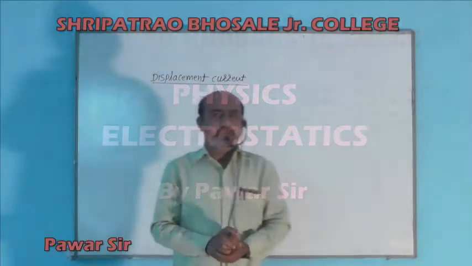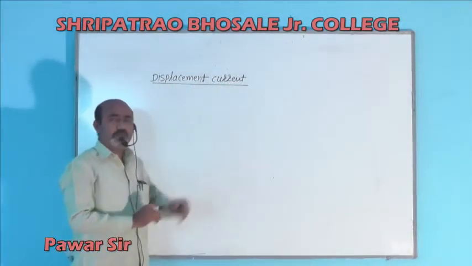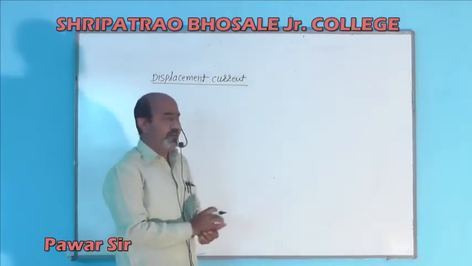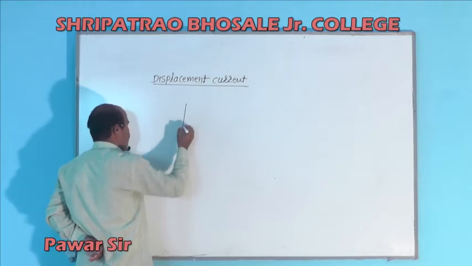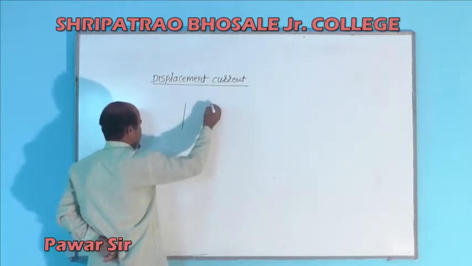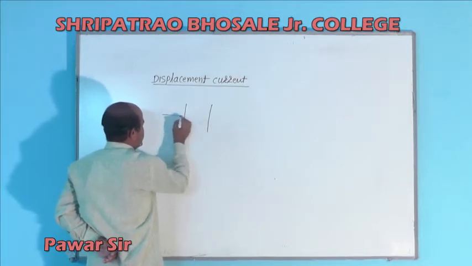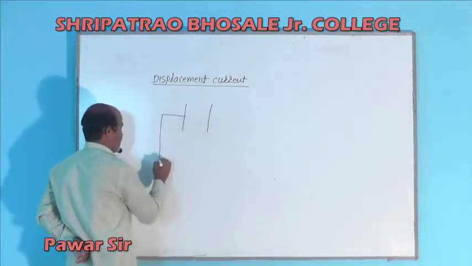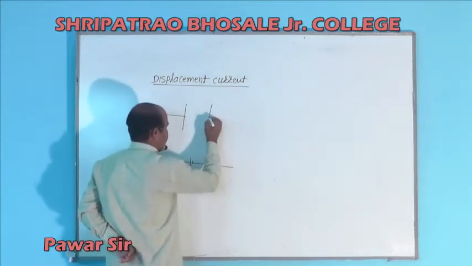Welcome students. Today we have to study displacement current. For this we consider a parallel plate capacitor. This is plate P1 and plate P2. It is connected to a DC source or battery like this.